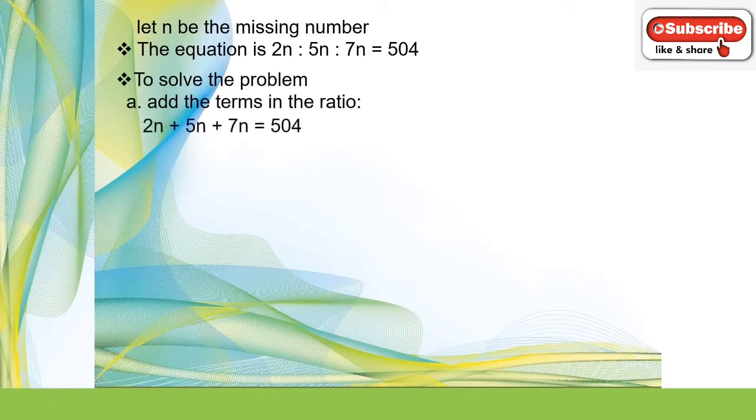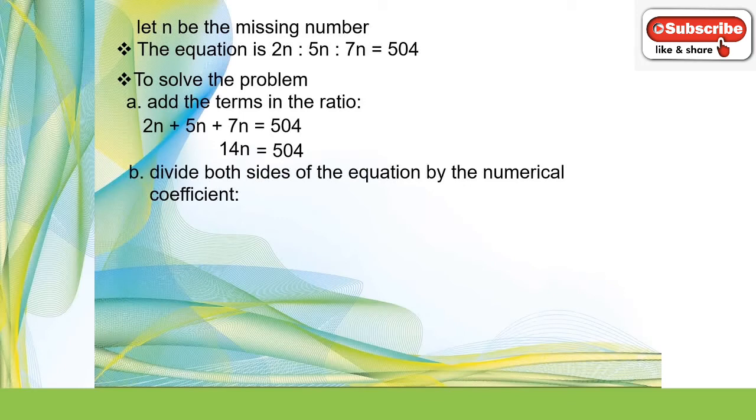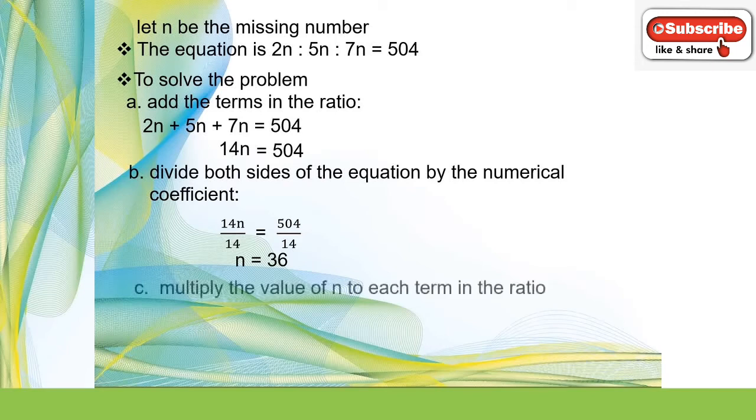To solve the problem, first, add the terms in the ratio. So adding 2n plus 5n plus 7n, it gives us 14n, which is equal to 504. Then divide both sides of the equation by the numerical coefficient. So 14n divided by 14 and 504 divided by 14, n is equal to 36.